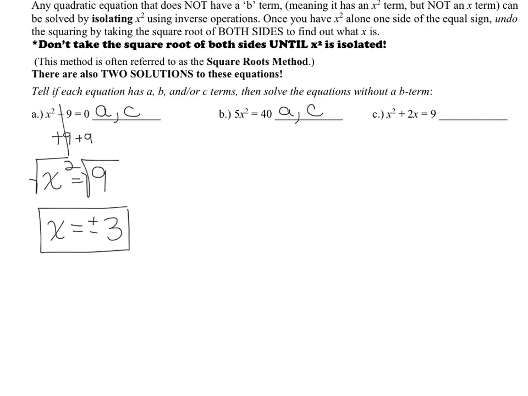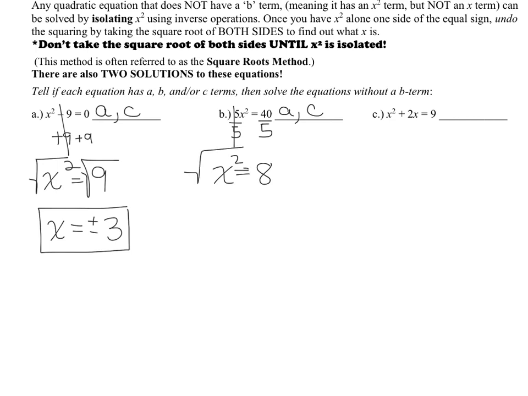So we do have an A term and we do have a C term. Because we do not have a B term, I can isolate the variable. So to get the variable alone, you just undo multiplication. So you divide both sides by 5, and you get x squared equals 8. Now, x squared equals 8, you might automatically be like, wait a second, I don't know how to find the square root of 8. But you do. You know how to simplify that, right?